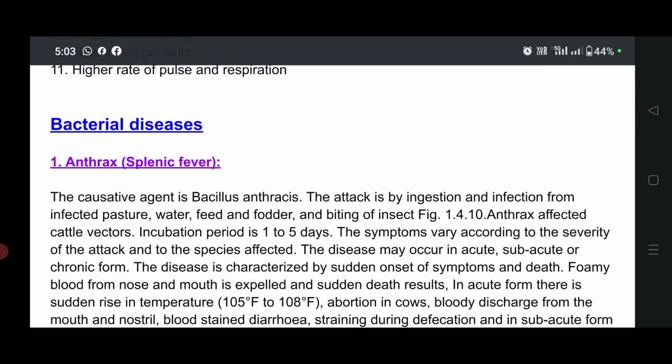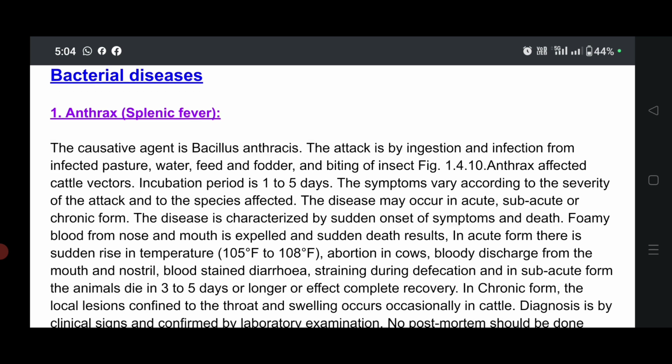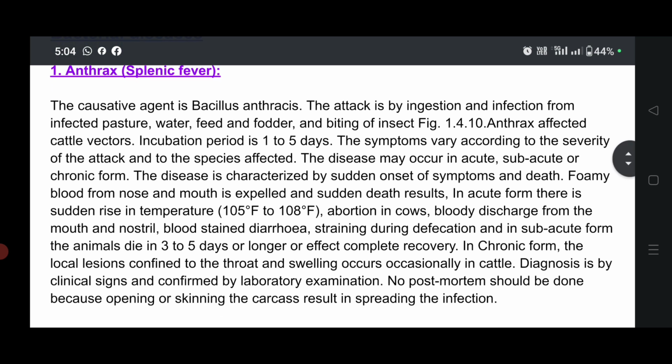In acute form there is sudden rise in temperature, 105 degrees Fahrenheit to 108 degrees Fahrenheit, abortion in cows, bloody discharge from the mouth and nostril, blood-stained diarrhea, straining during defecation. In subacute form the animals die in 3 to 5 days or longer, or affect complete recovery. In chronic form, the local lesions are confined to the throat and swelling occurs occasionally in cattle.